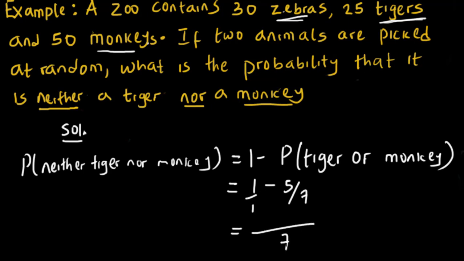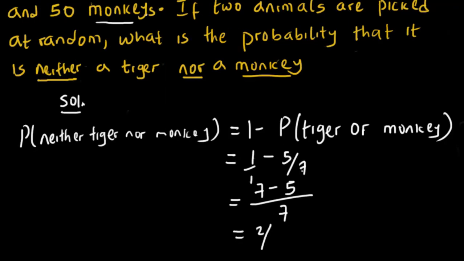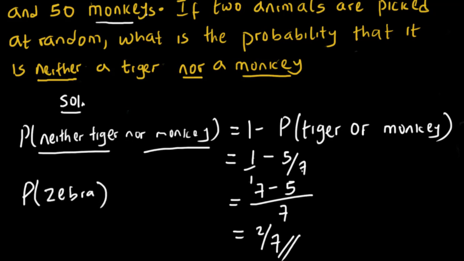We find the LCM. 7 divided by 1 is 7. 7 times 1 is 7. Minus 7 divided by 7 is 1. 1 times 5 is 5. 7 minus 5 is 2 over 7. Does that make sense? Now, if you think about it deeply, the probability that is neither tiger nor monkey is actually the probability that is a zebra. Does that make sense? If it's not a tiger and it's not a monkey, then it's a zebra. And what did we get for probability of picking a zebra? 2 over 7. Can you see that?